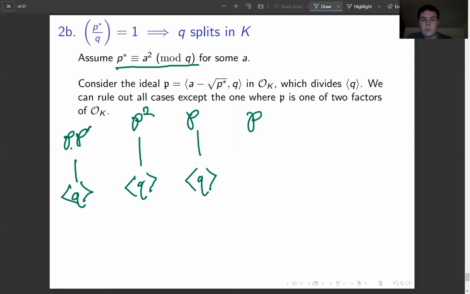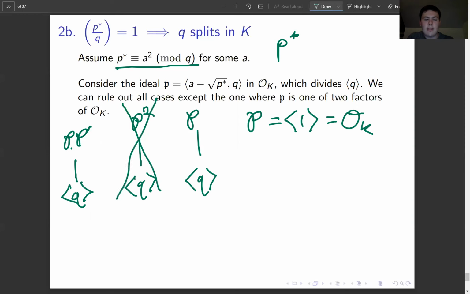Or we could have the case where this ideal P isn't really prime at all and is in fact equal to the trivial ideal, which is really the whole ring. These are the three cases we want to eliminate. Remember that we have a theorem that says Q can only ramify if it divides, in this case, P star, because P star is 1 mod 4. But because P and Q are different prime numbers, it can't be ramified, and therefore we can eliminate that case.